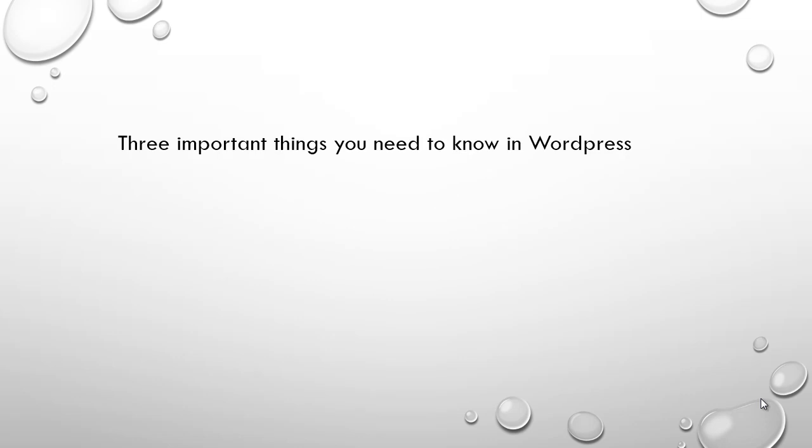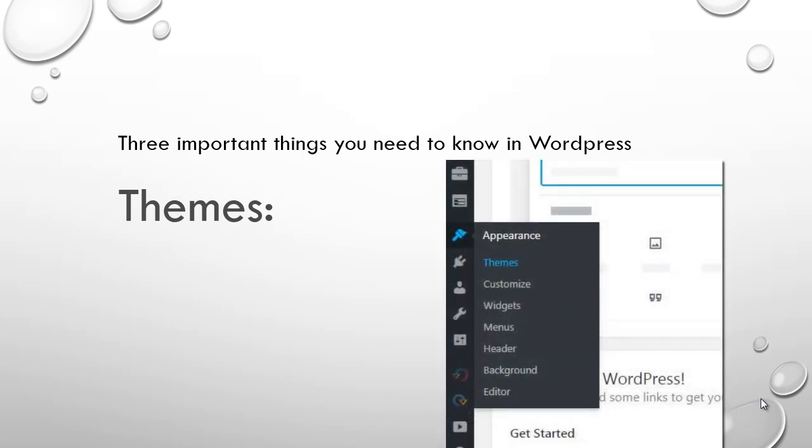Now into step 4. Three important things you need to know in WordPress. Those are themes, plugins, and posts. Themes: there are thousands of themes available, paid as well as free.